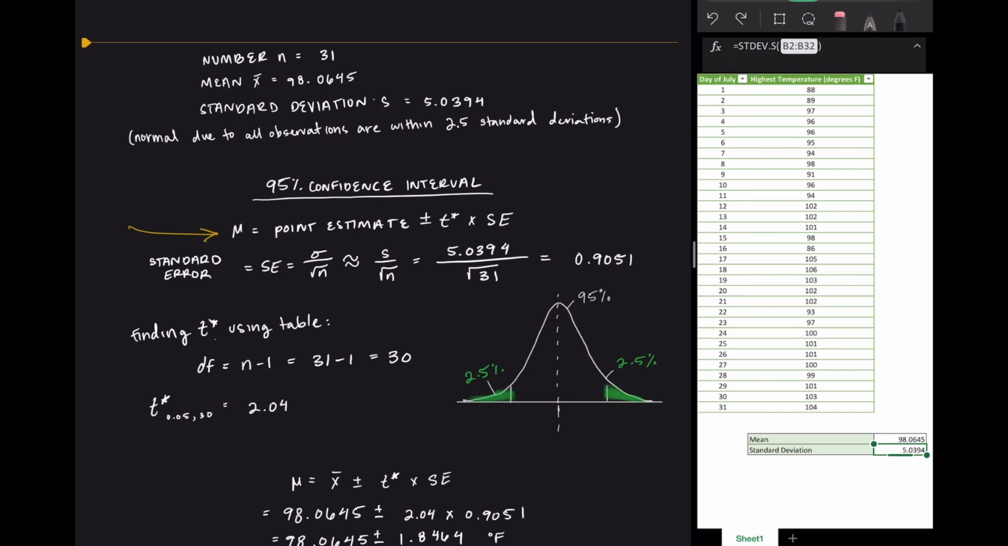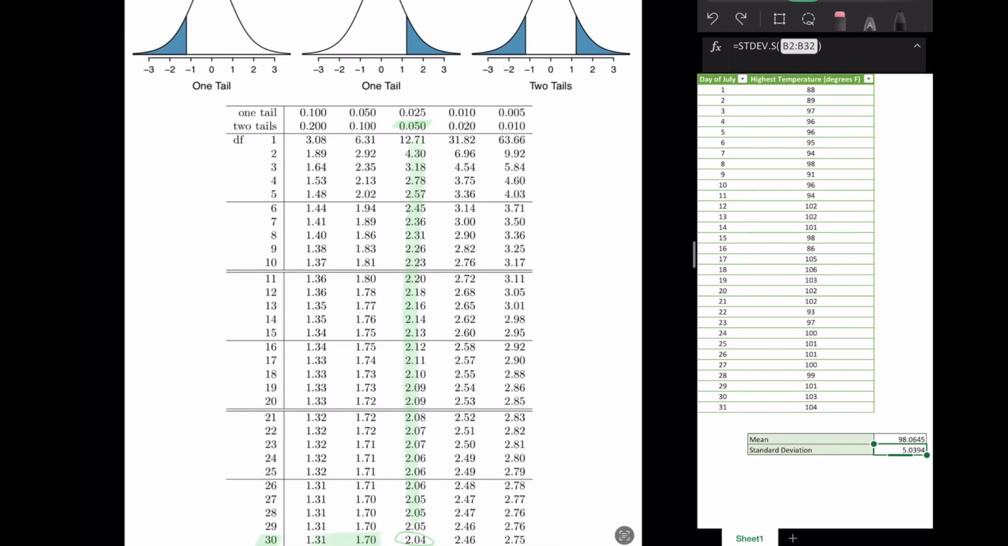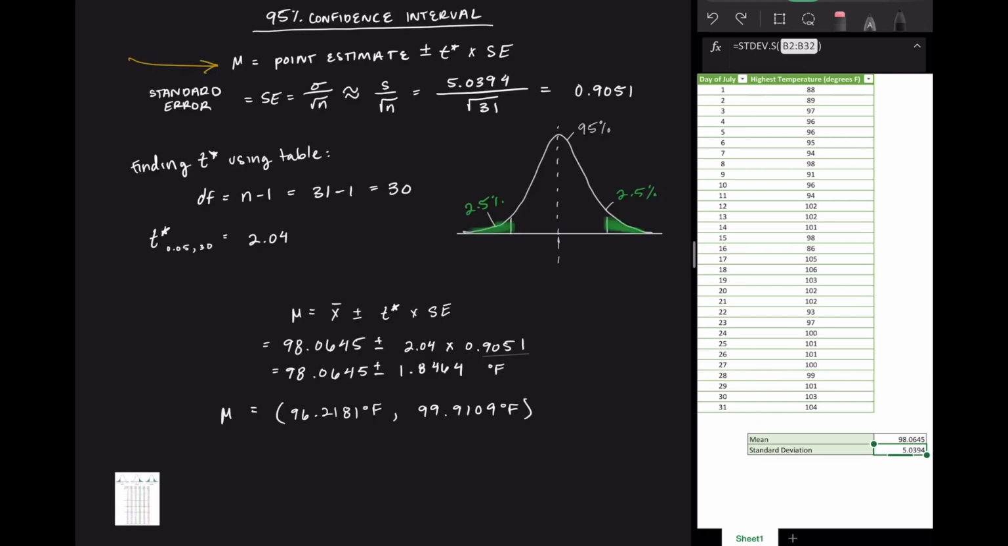We need the df, which is n minus 1, which is 30, and we need the area of our two tails of our curve for a 95% interval. The remaining 5% makes up the two tails. Using our table, we have 0.05 for the two tail area and df of 30, giving us 2.04 for our t-star value. Plugging this into our equation, we get an interval of 96.2 to 99.9 degrees Fahrenheit.